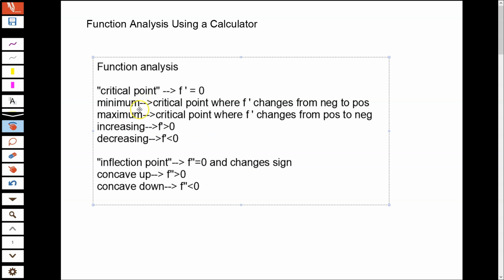So the first derivative describes whether the function is increasing or decreasing and where it has minimums and maximums. The second derivative describes where the function is concave up and concave down, and an inflection point is where it changes from one to the other. So we're going to need these facts as we tackle doing this with the calculator. The calculator doesn't do all the work for you. It just does a lot of the work for you, but you still need to know things in order to use it intelligently.